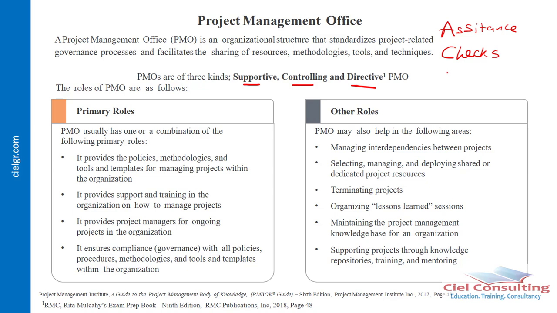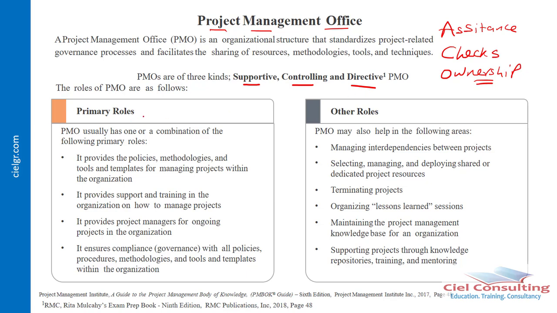And then of course there's the directive PMO. The directive PMO takes ownership of the project. In other words, the directive PMO is accountable for the success or otherwise of any particular initiative or project that is carried out within the organization, and that's exactly what the directive PMO refers to. So remember, we said that there are 3 types of project management office, which are the supportive, the controlling, as well as the directive PMO.